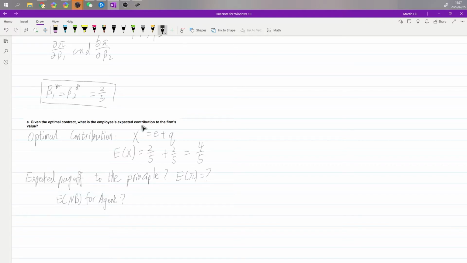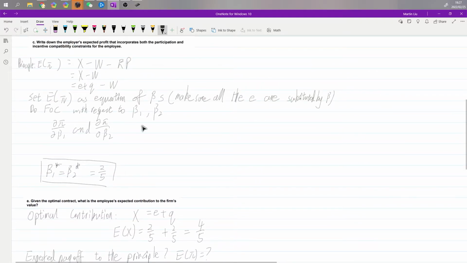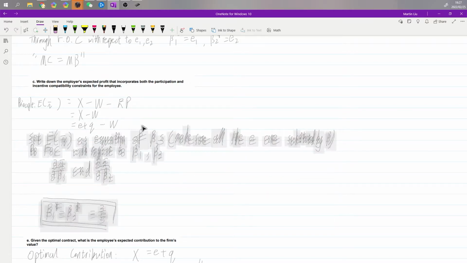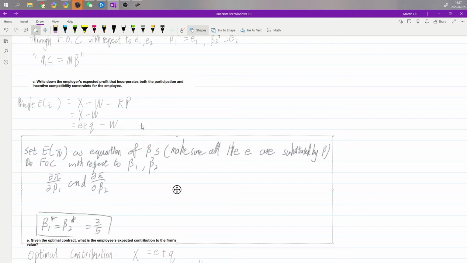But these things are not hard to find out, so you should be able to figure it out yourself. And just going back a little bit, I just realized that part C asks you for the employee's expected profit, and unfortunately somehow I skipped the step and just jumped to part D. So something to add on here, the expected profit.